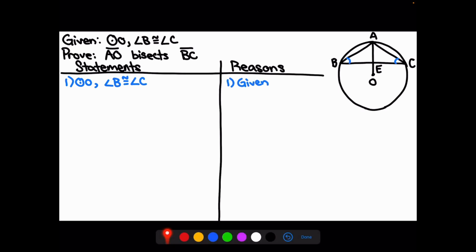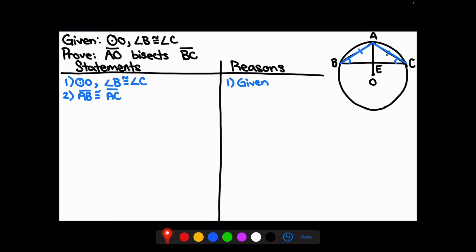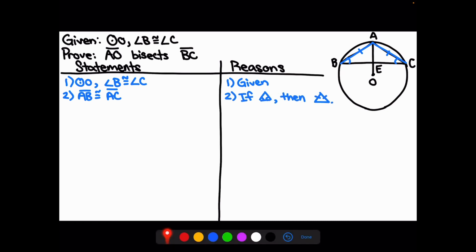That is given information. Now, if I have two base angles that are congruent, then our legs are congruent. So I can say that AB is congruent to AC. And again, that is just by knowing that if base angles are congruent, then legs are congruent.